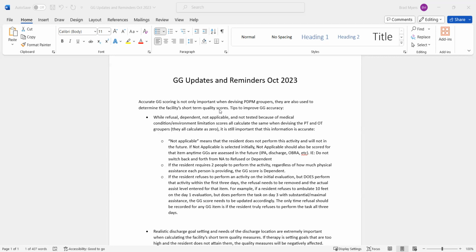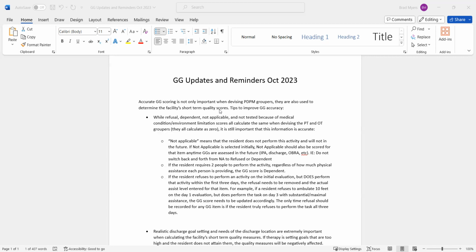Then not applicable would be selected initially, but it also needs to be scored for any time that GGs are collected on that resident for those tasks going forward. If it's an interim assessment, if it's a discharge assessment, it's always going to be not applicable. The resident doesn't do it and they're not going to do it. If you're going to set goal areas for that task item, it cannot be not applicable.